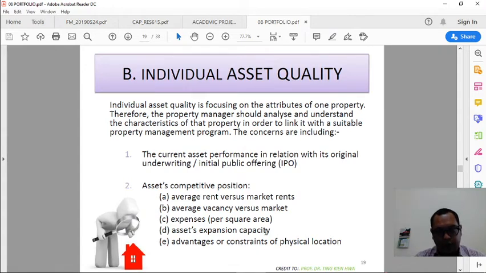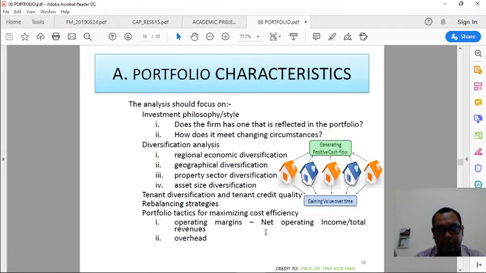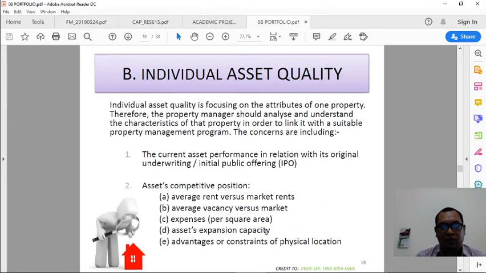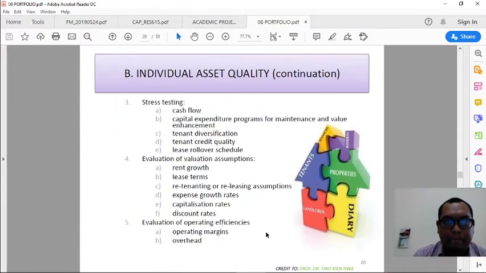Okay, so that one is more towards the aspect of portfolios, whereas for individual asset, you try to pinpoint the age of the properties, assets quality. You look at the average rent versus the market rent, the expenses, the asset expansion capacity, or even the advantages or constraints of the physical location of your own asset. So portfolio is the bigger aspect. The asset quality is more fine tailored towards your own properties that you have purchased before. Okay.